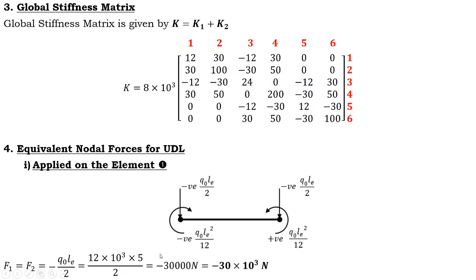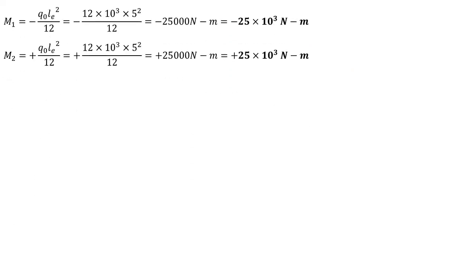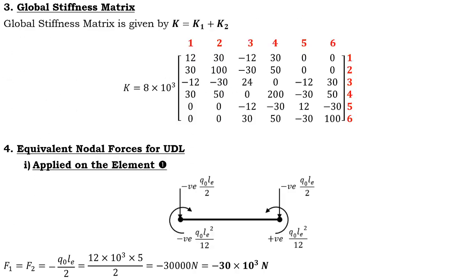So for the first element, the value of q naught is 12. It is in kilonewton per meter. Therefore, convert it in terms of Newton. Length is 5 meter divided by 2 as it is. So after calculating, I am going to get minus 30 into 10 to the power of 3 Newton. Similarly, I need to calculate M1 and M2, but here F1 is equal to F2 because both are negative values. So it is minus 30 into 10 to the power of 3 Newton.